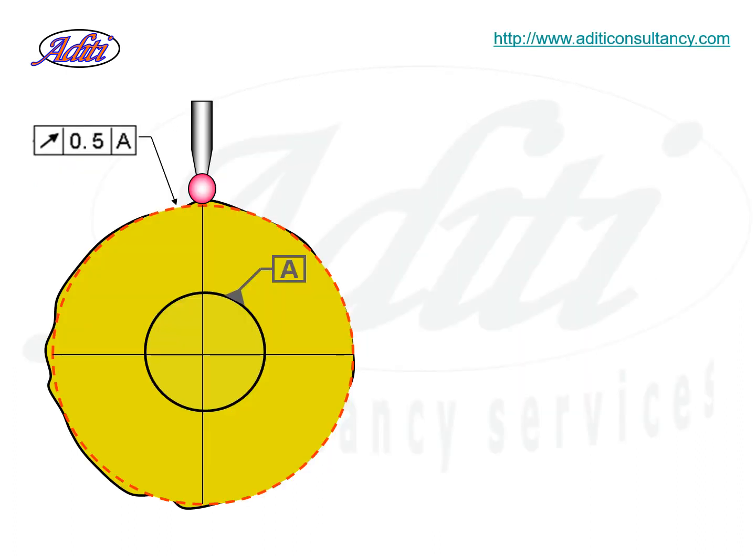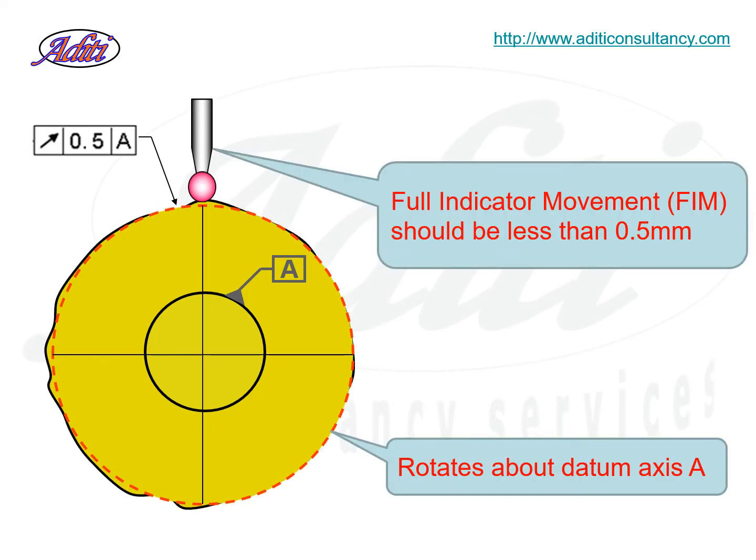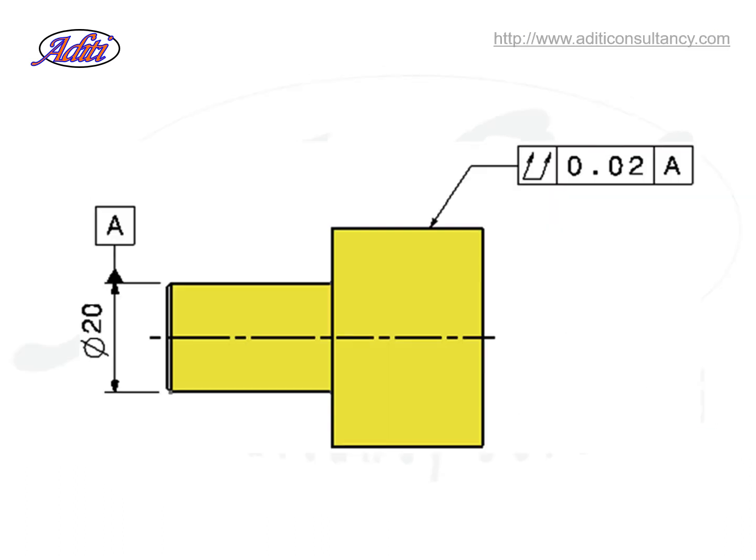So, in a circular runout, when the job rotates about the datum axis, the full indicator movement should be less than the given runout error. Since the probe traces the circular elements on the part surface, this is called circular runout. Let us see what is total runout. In this figure, a total runout of 0.02 mm is specified to the surface of the bigger cylinder, taking the axis of the smaller cylinder as the datum.